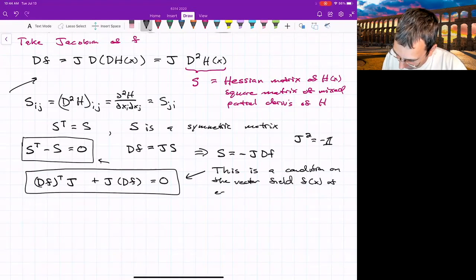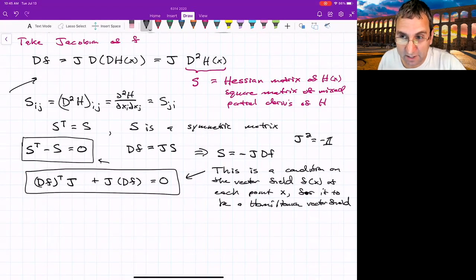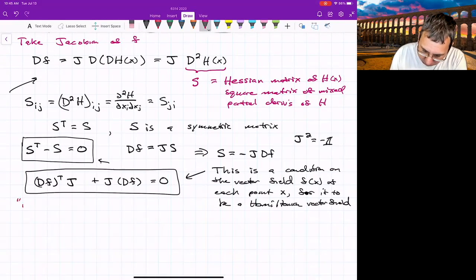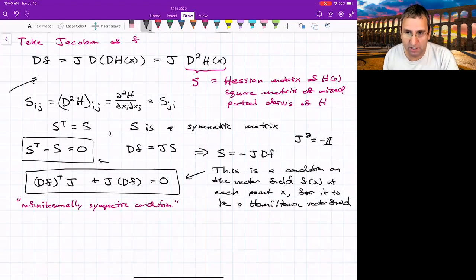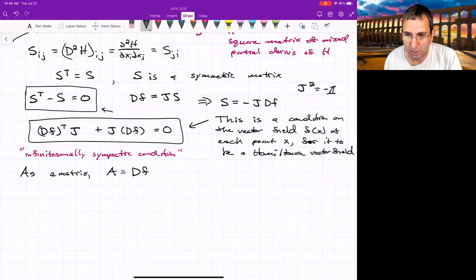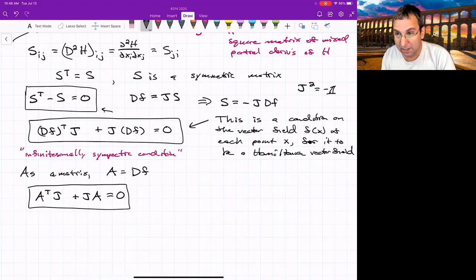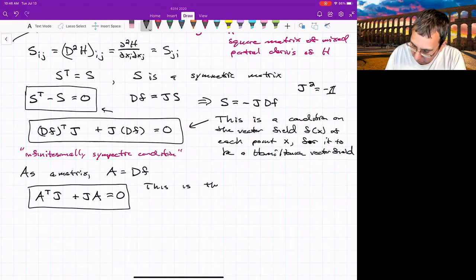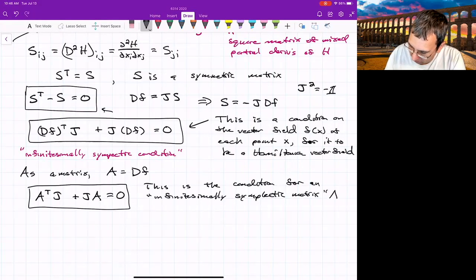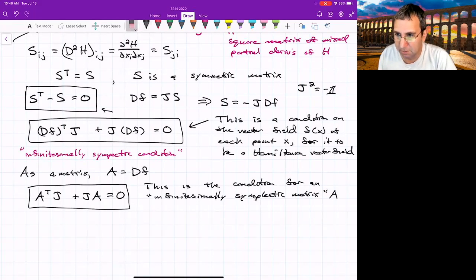So this is a condition for the vector field F of x at each point x, for it to be a Hamiltonian vector field. This is often called the infinitesimally symplectic condition. Just rolls off the tongue. Infinitesimally symplectic condition. As a matrix, DF at each point is just a matrix. Then this is just A transpose J plus JA equals zero. If you have a matrix that satisfies that, we say it's an infinitesimally symplectic matrix.